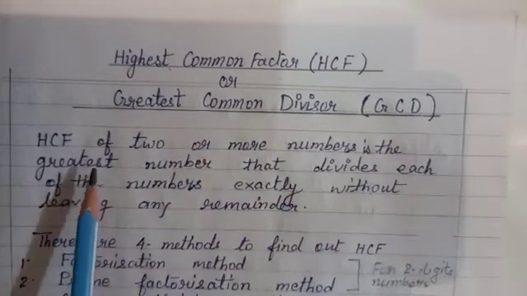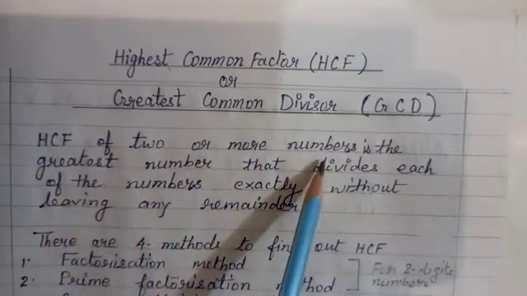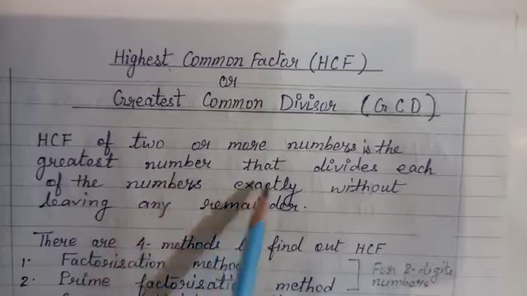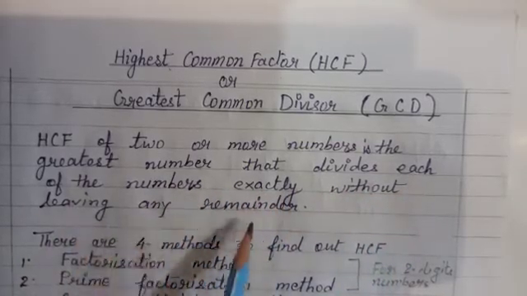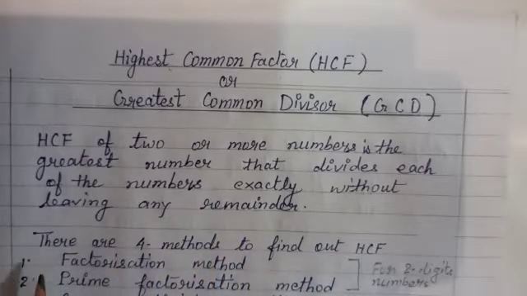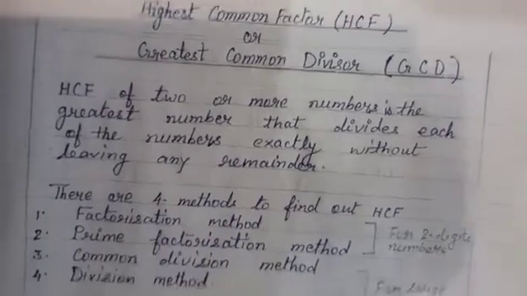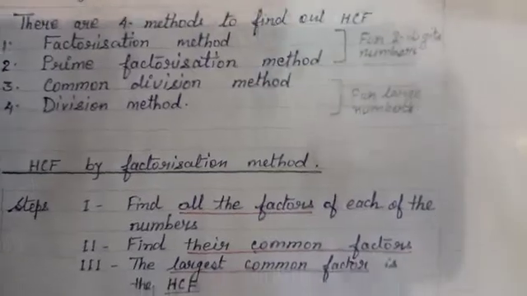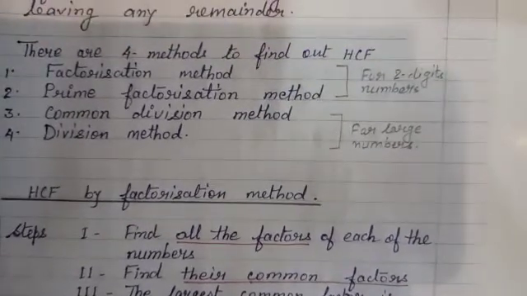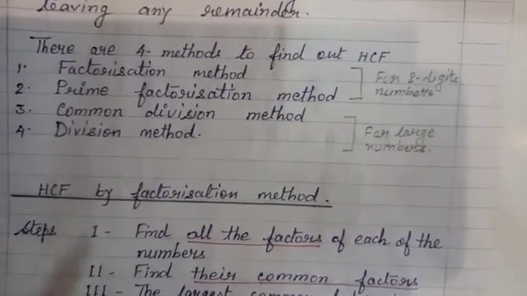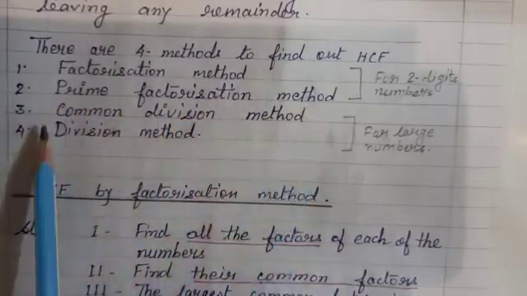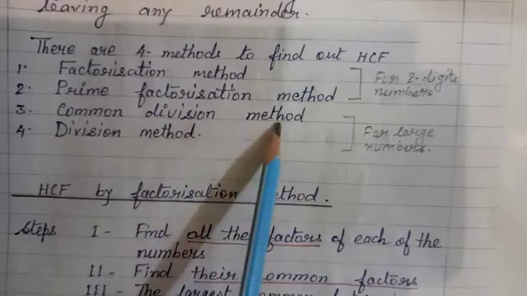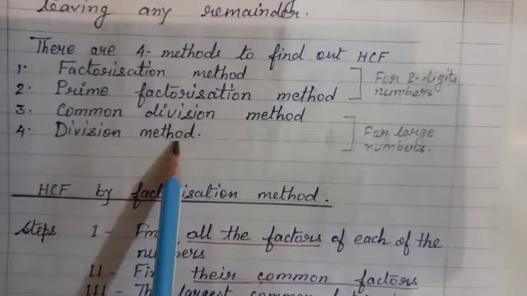Now what is HCF? The HCF of two or more numbers is the greatest number that divides each of the numbers exactly without leaving any remainder. There are four methods to find the HCF. The first method is factorization method. The second method is prime factorization method. Third method is common division method. And fourth method is division method.